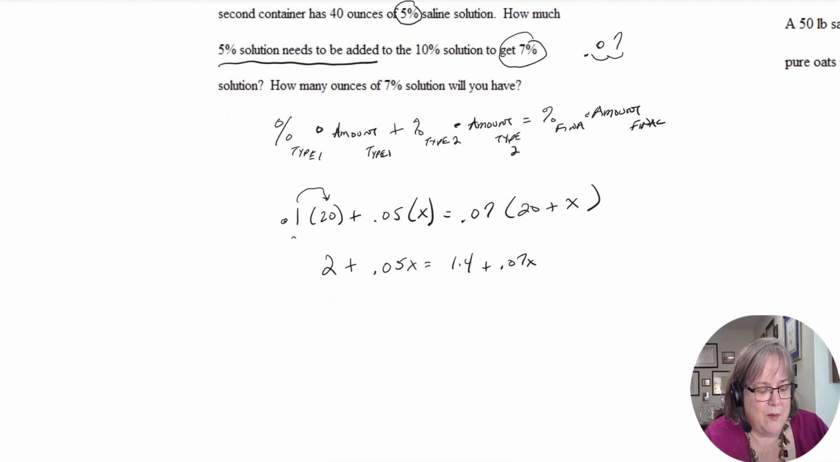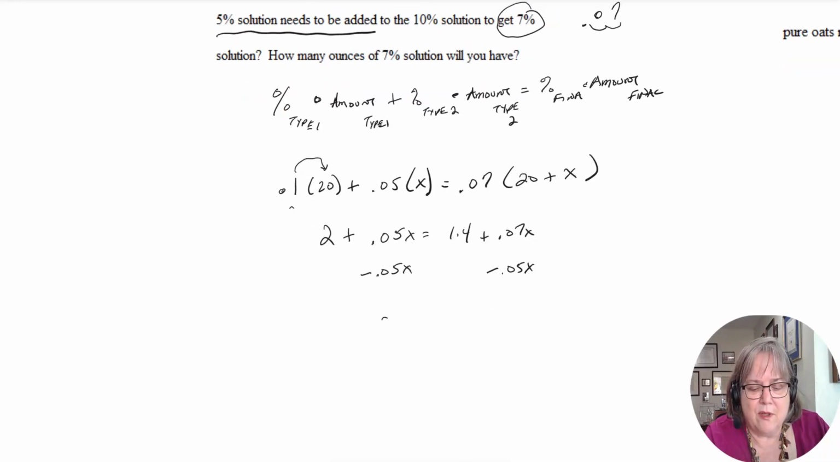Now I want my x's on one side, my numbers on the other. So I always try to put my x's on the side that leaves it positive. Since I have 0.07 over here that's larger than 0.05, I'm going to subtract 0.05 from here and subtract it over here. So I have 2 plus, well, I erased those because these are going to cancel. So I have just equals 1.4. And 0.07 minus 0.05 is 0.02.